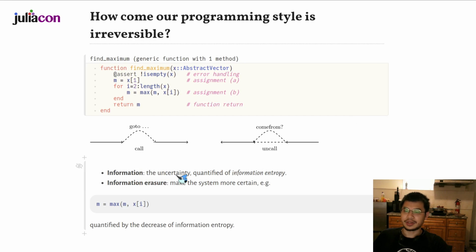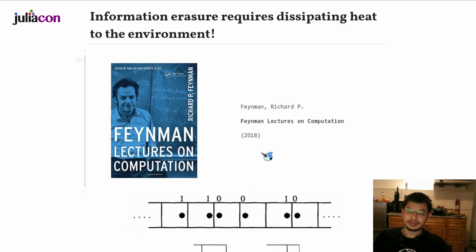So here, we define the information as another word of saying uncertainty. It's quantified by the information entropy. And information erasure means the decrease of information entropy. It makes the system in a more certain state. The result of information erasure is it requires dissipating heat to the environment. I show this by introducing Feynman's thought experiment in his book.